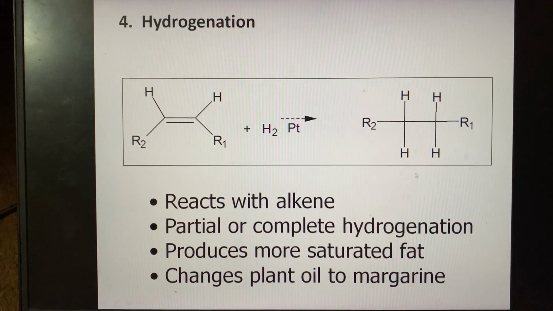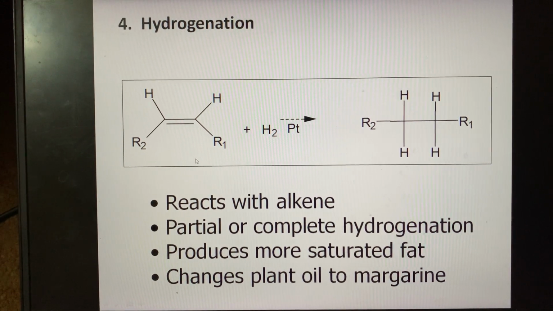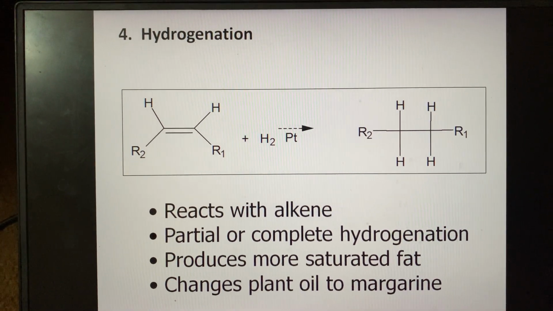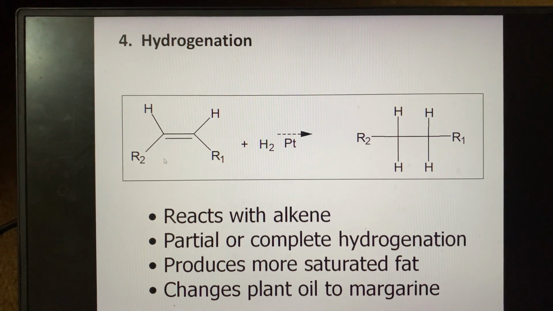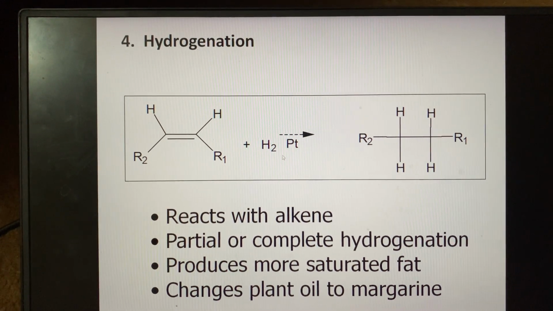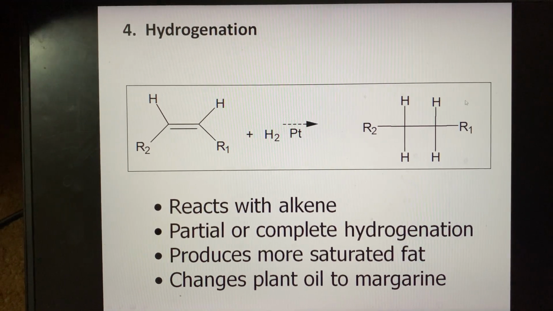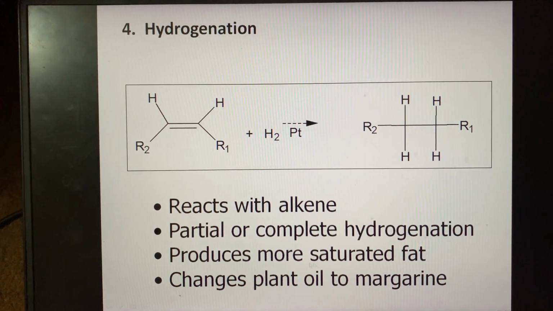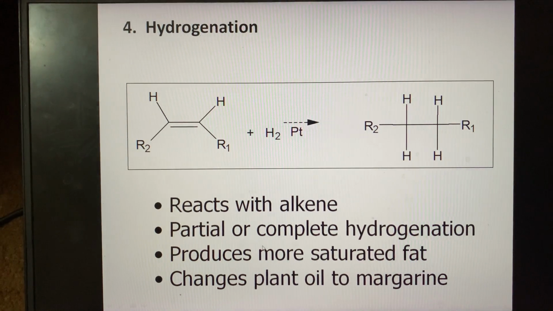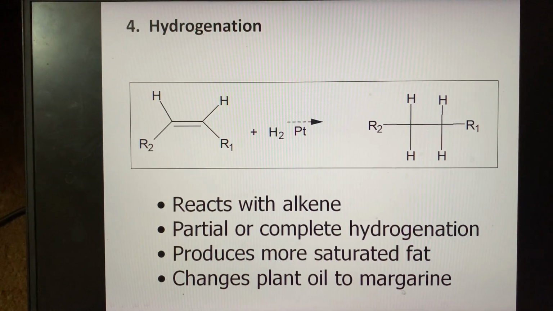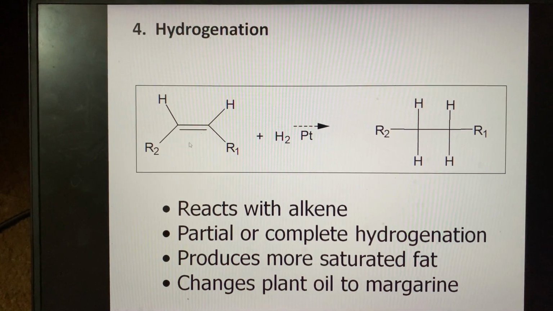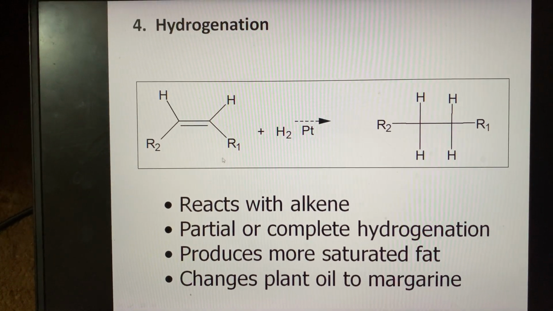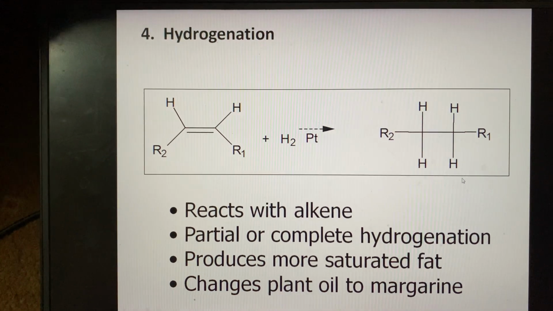Hydrogenation is when hydrogen is added to an unsaturated fatty acid or triglyceride, and partial or complete hydrogenation is produced, and saturated fats are produced. It changes plant oil to margarine. This is the oil kind of structure, and this is the solid structure. So from oil to ghee or margarine.